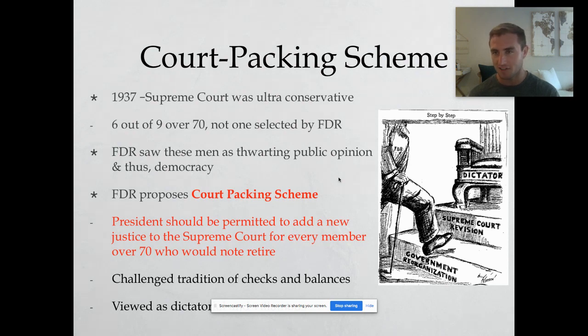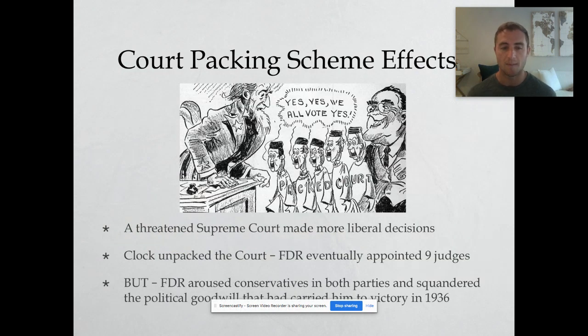Now, the problem with this is that, yes, he was a very popular president, but Americans hold the Constitution as something higher than any president. And the Constitution guarantees checks and balances. And this is the president clearly trying to overstep one of the major checks on the president's power. This is going to lose FDR a tremendous amount of popularity because he is viewed as a tyrant, or a dictator in this case, as this political cartoon denotes. And the court packing scheme, again, is going to hurt his popularity.